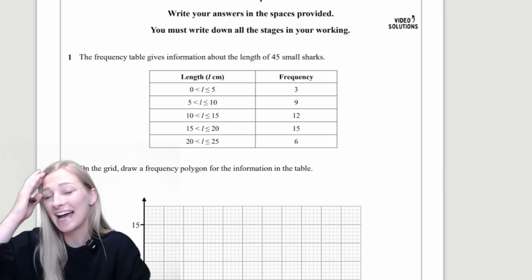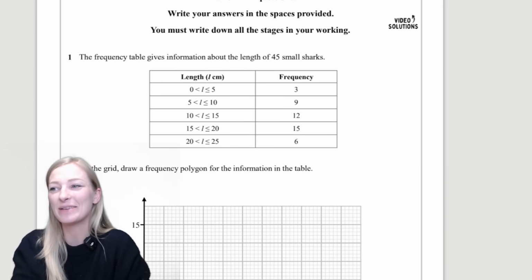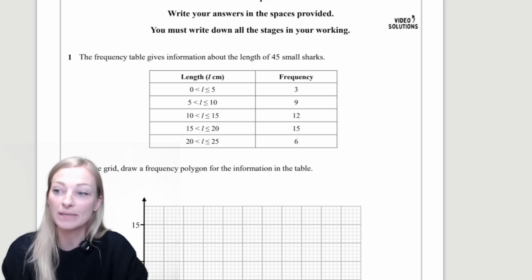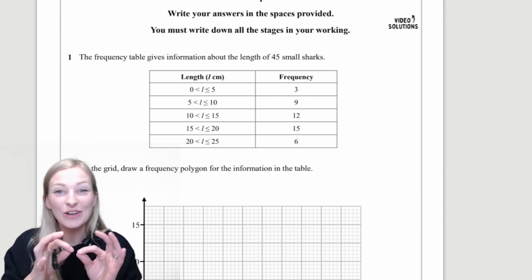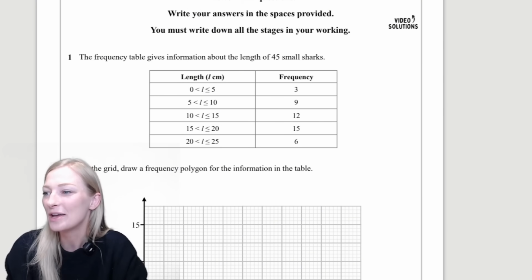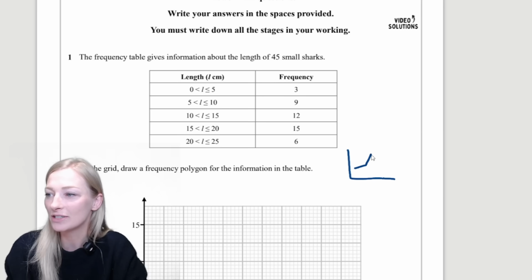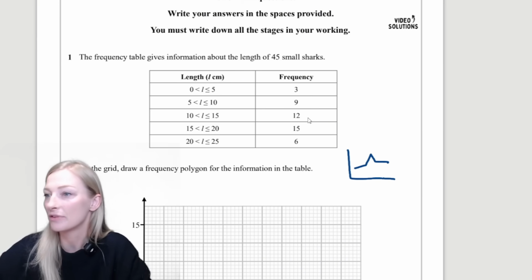Question number 1, and I had to stay loyal to Polly the shark. Here we go. The frequency table gives information about the length of 45 small sharks. On the grid, draw a frequency polygon. The reason I call this Polly the shark is because it looks a little bit like a shark fin most of the time. So it's just a silly way to remind you to not draw bars, but to draw this dot to dot shape where we are joining up the frequencies.